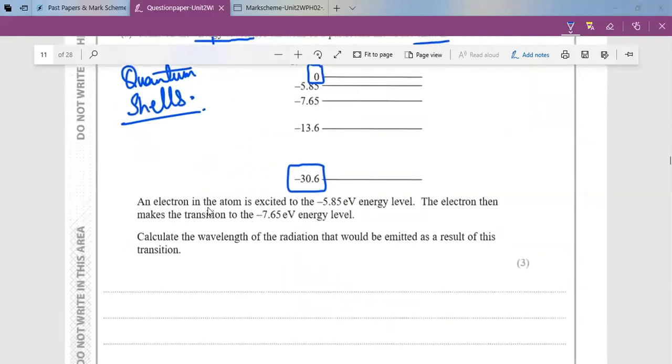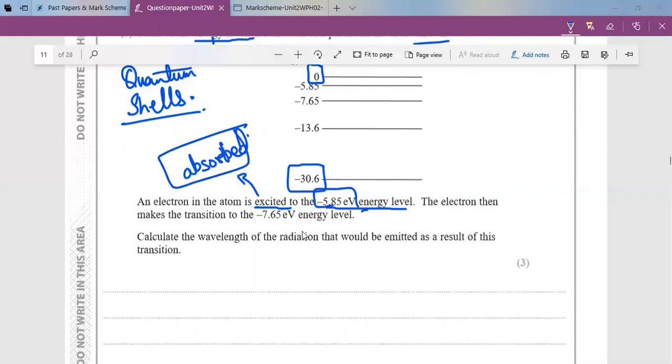An electron in an atom is excited to this energy level. Excited means that electron has been given energy; it has risen, or absorbed energy, to this level. Now the electron makes a transition to this level, meaning from minus 5.8685 it goes there. Calculate the wavelength of the radiation that would be emitted as a result of this transition.